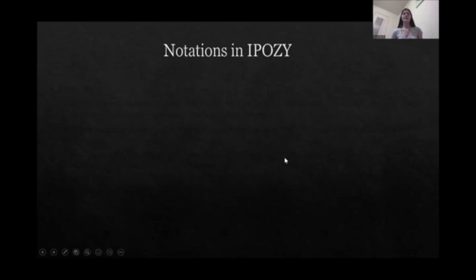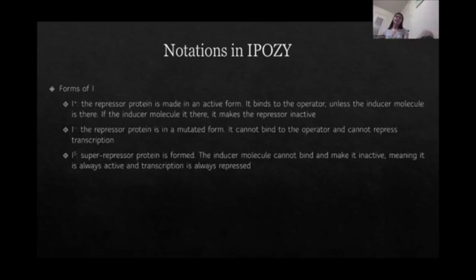So let's talk about some of the notations in I, P, O, Z, Y. We're going to do a couple here and a couple on the next slide. Starting with I, there are 3 different ways you could see this: I plus, I minus, I S. I plus means everything is totally normal. It's exactly what we want it to be. The repressor protein is made in active form. It binds to the operator, unless that inducer molecule is there. If the inducer molecule is there, it makes it inactive. So everything functions just like we would expect in a negative inducible operon.